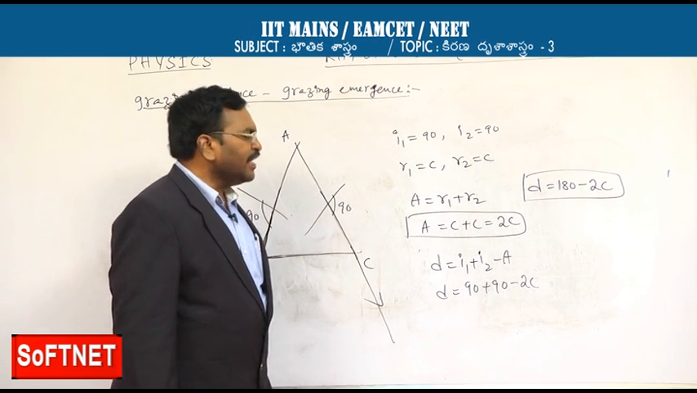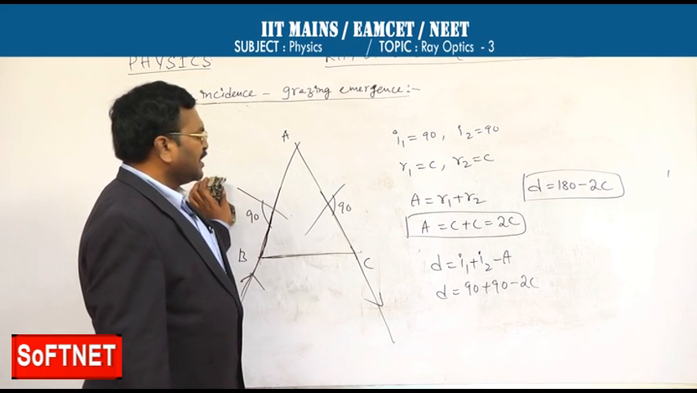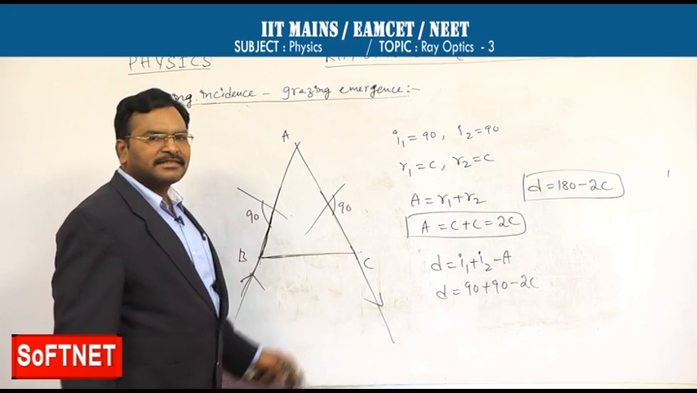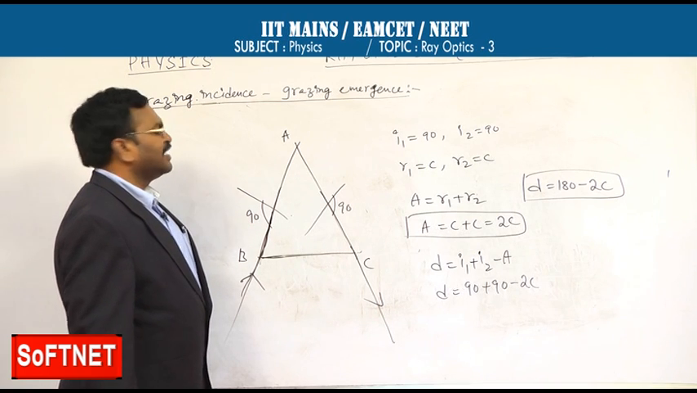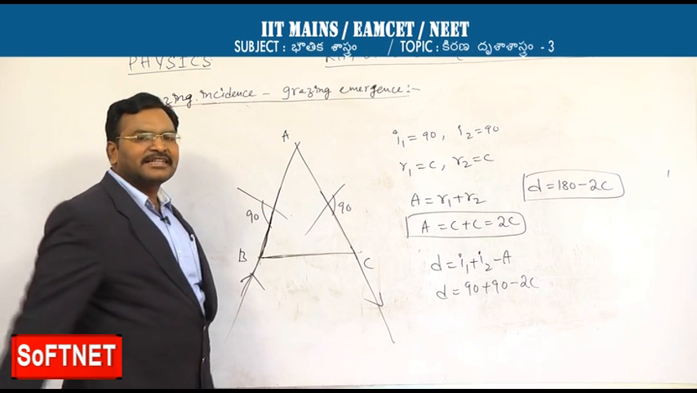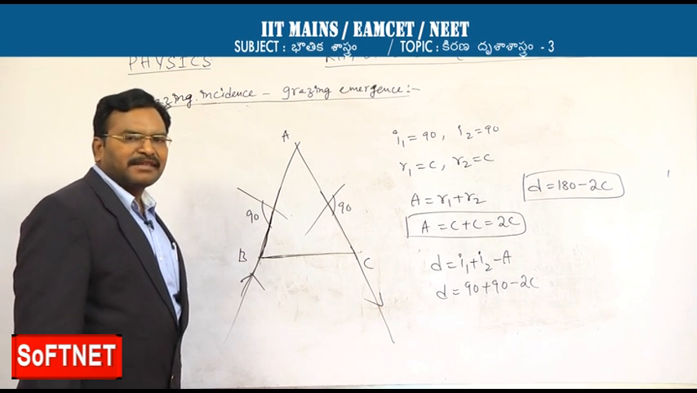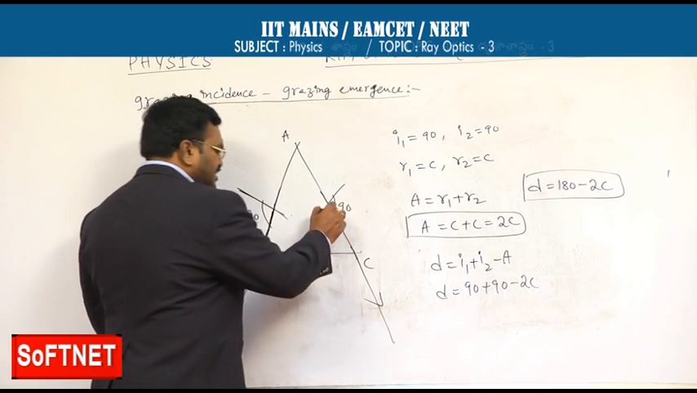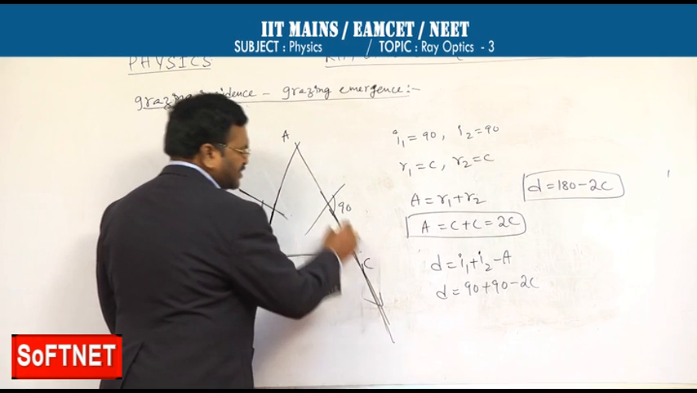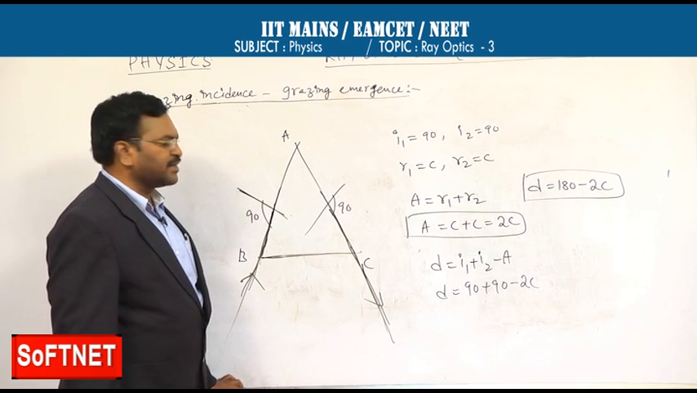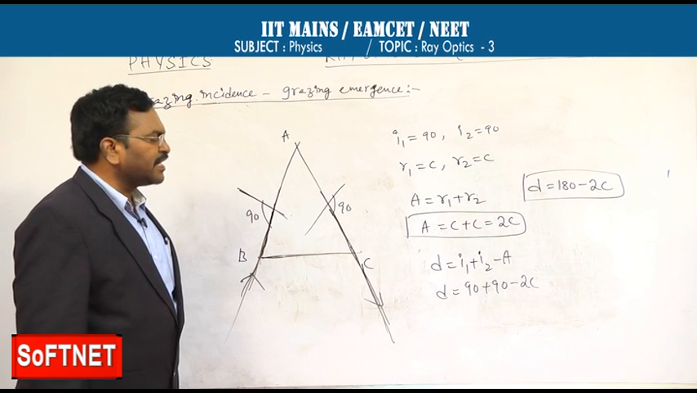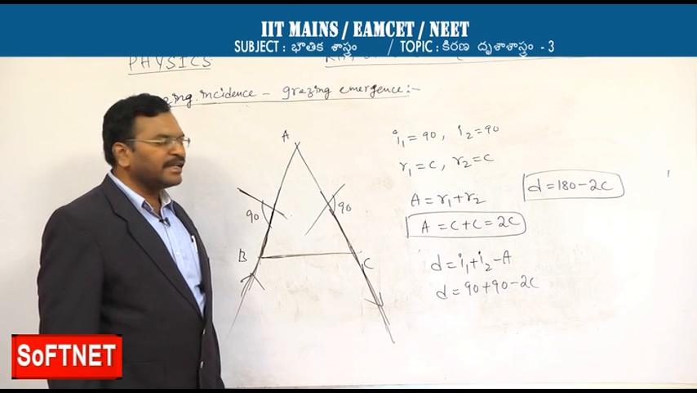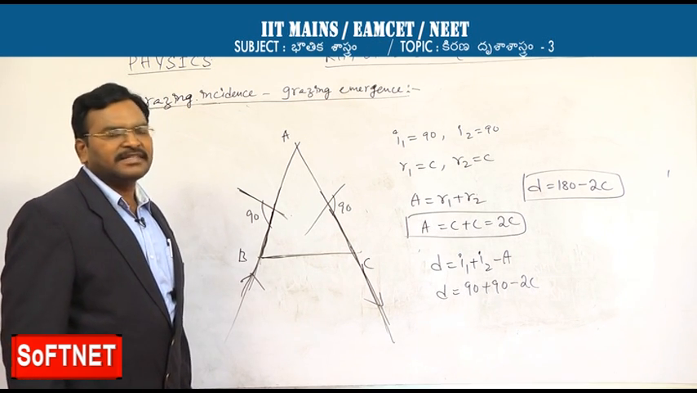Now, I already told that this is the case of grazing incidence and grazing emergence. What does that mean? A ray of light grazes the first refracting surface and the emergent ray grazes the second refracting surface. The deviation is 180 minus 2C, and the angle of the prism is 2 into C. What is C? C represents the critical angle.